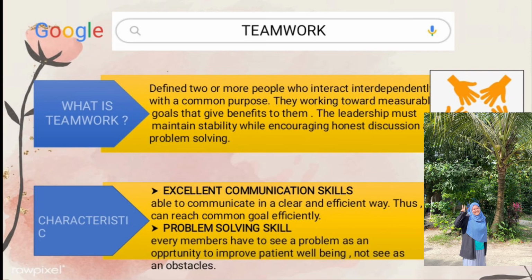So, what characteristics must be present in teamwork? The first one is excellent communication skill. They are able to communicate in a clear and efficient way, so they can reach a common purpose efficiently. The next one is problem solving skill. Every member has to see a problem as an opportunity to improve patient well-being, not as an obstacle.